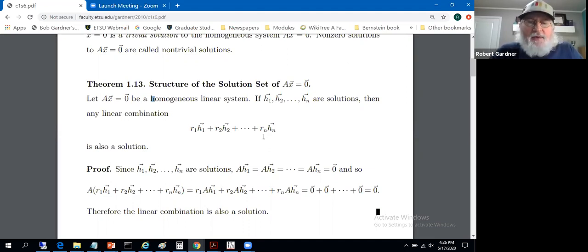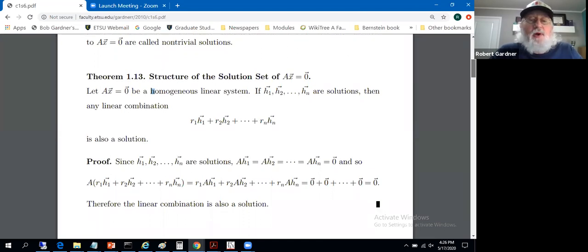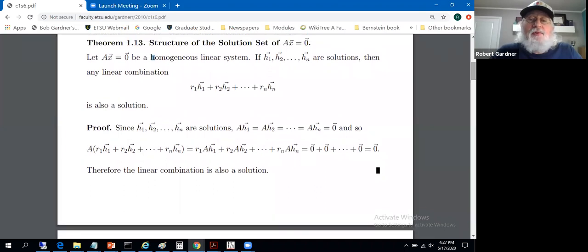When you like linear combinations, don't you? That's the kind of thing we do with vectors. So it ain't surprising to see it pop up in this setting related to systems of equations. Okay, the proof, like I said, super easy. Hey, if these things really are solutions, H1 through H sub n, then we can take A times H sub 1 and we'll get out the 0 vector. A times H sub 2, get out the 0 vector, and so forth.